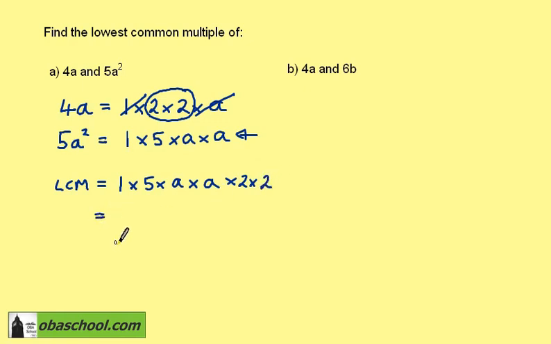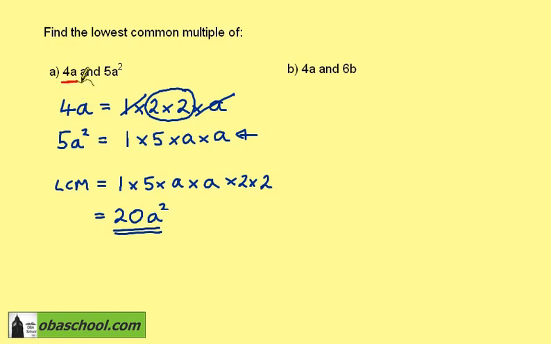If we now consider the numbers, 1 times 5 is 5, times 2 is 10, and times 2 is 20, and we also have a times a, which is a squared.